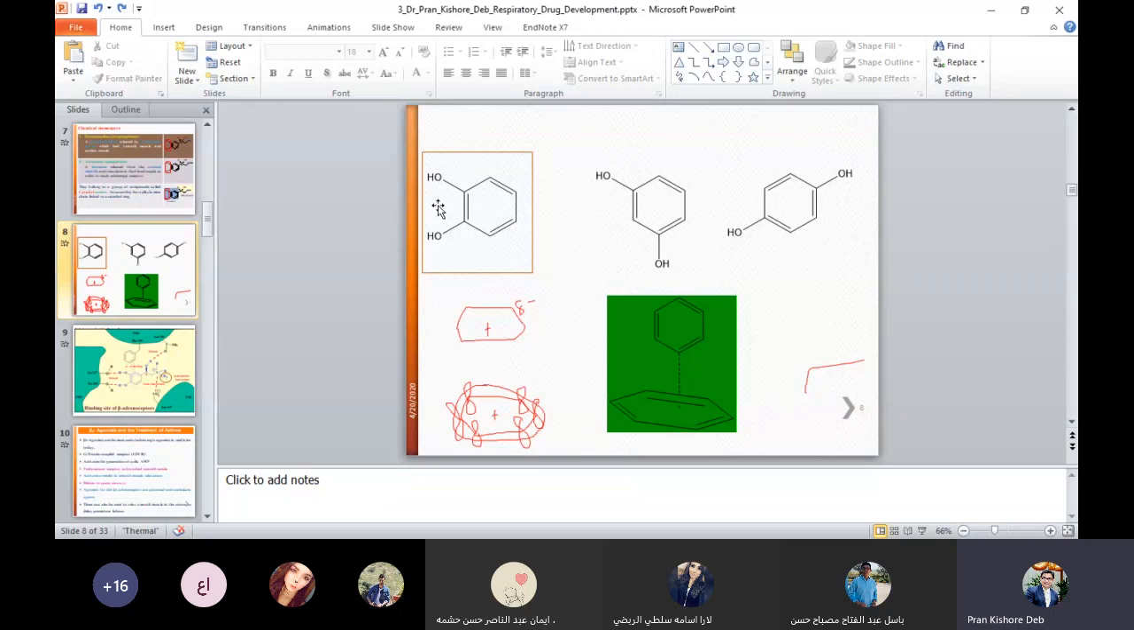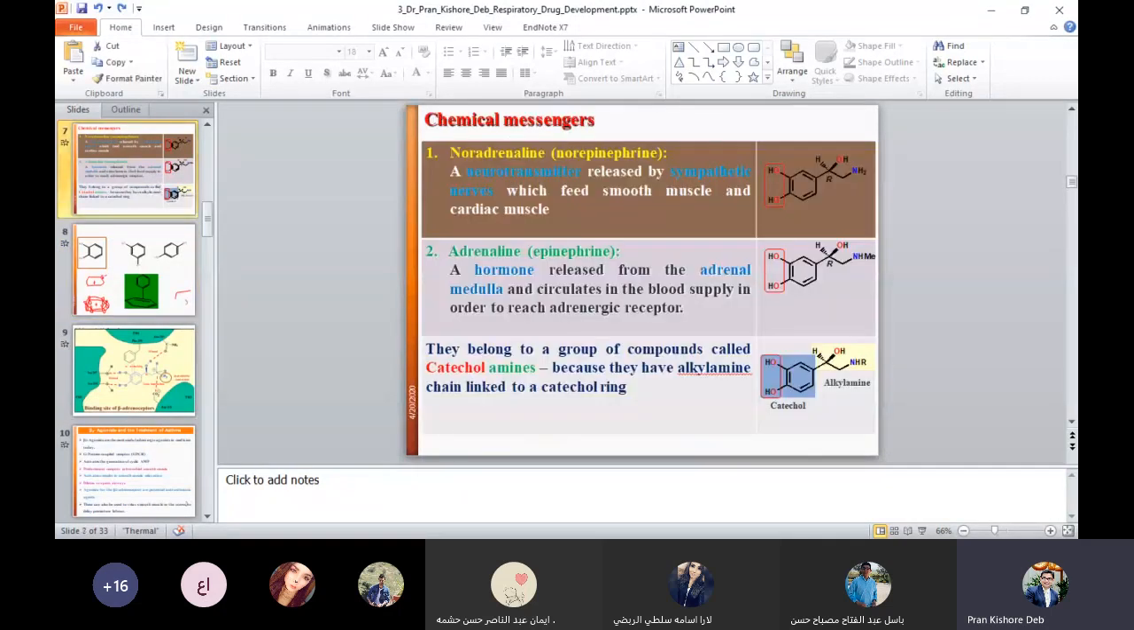This concept is very important, as I said, in the whole chapter. Why it is important, today you will understand. So I'm just trying to recall before I start with a new slide. Then we have seen the two chemical messengers, noradrenaline and adrenaline. They belong to a class of catecholamines because they have a catechol group and also an alkylamine side chain, right?